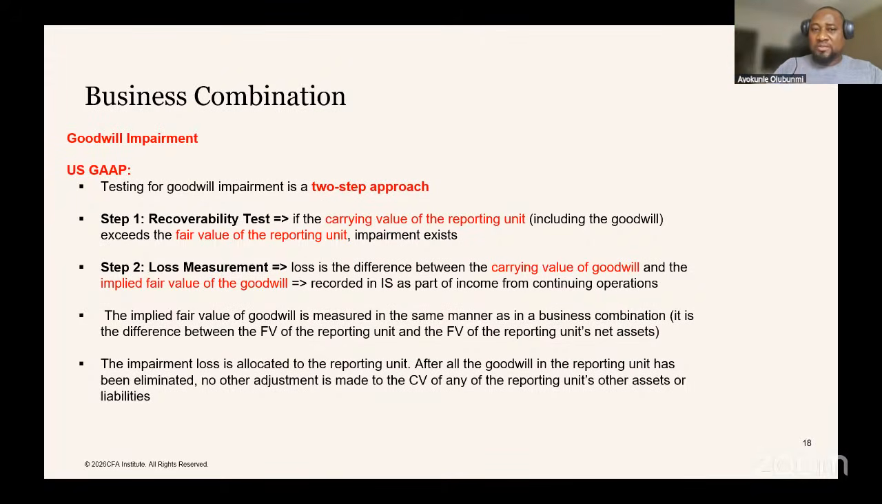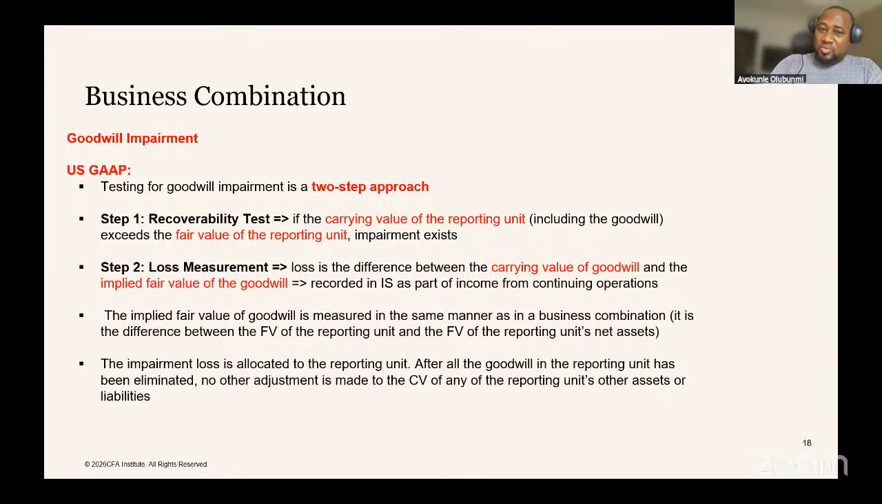So what do we do under the recoverability test? We compare the carrying value of the reporting unit with the fair value of the reporting unit. Please note, under US GAAP, they use the word reporting unit. So whenever a question talks about reporting units, it automatically means you're dealing with a US GAAP company, and it's the US GAAP approach that you need to apply.